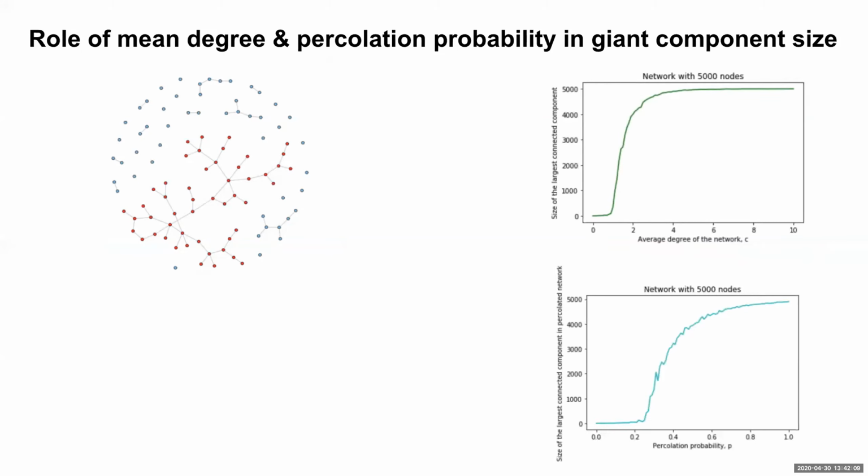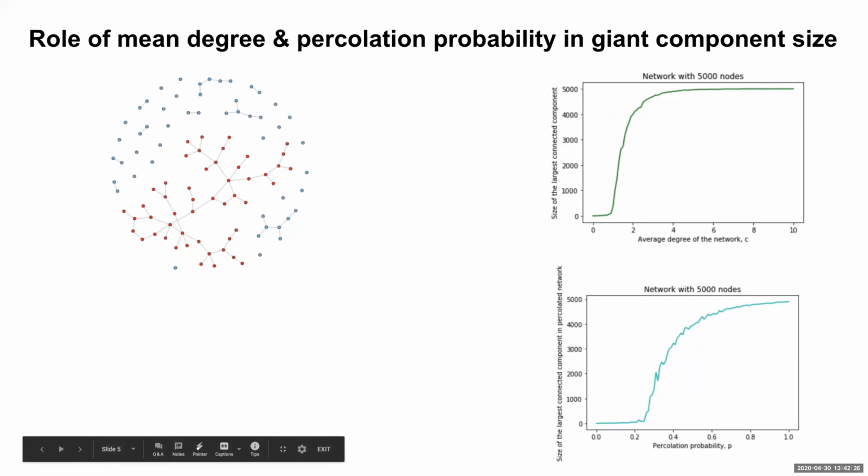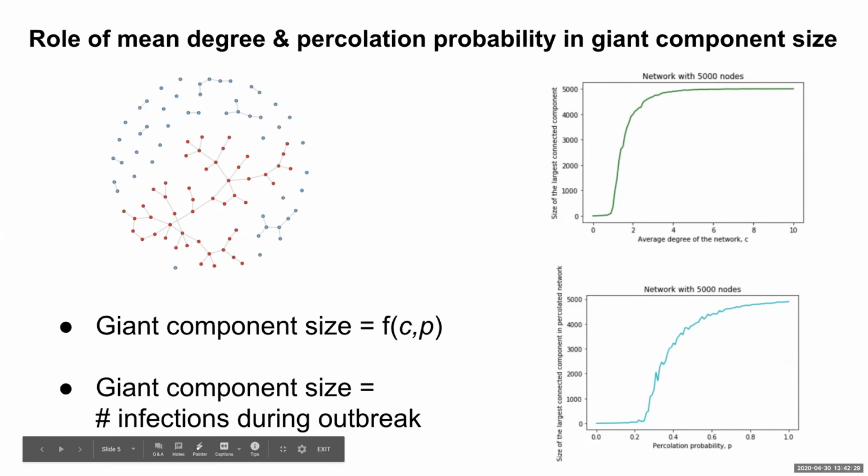Here is a figure. On the left you can see the infected red nodes that belong to the giant connected component. On the right, you have 2 plots. The plot above has average degree on the x-axis, and the plot below has the percolation probability, which is basically the transmission rate of the disease. On the y-axis, we have the number of nodes that belong to the giant connected component of the percolated network. We see a very interesting phase transition happening right after average degree goes above 1 and right after transmission rate goes above 0.2, when the number of edges in the percolated network is just enough to have the majority of the nodes belong to the giant connected component.